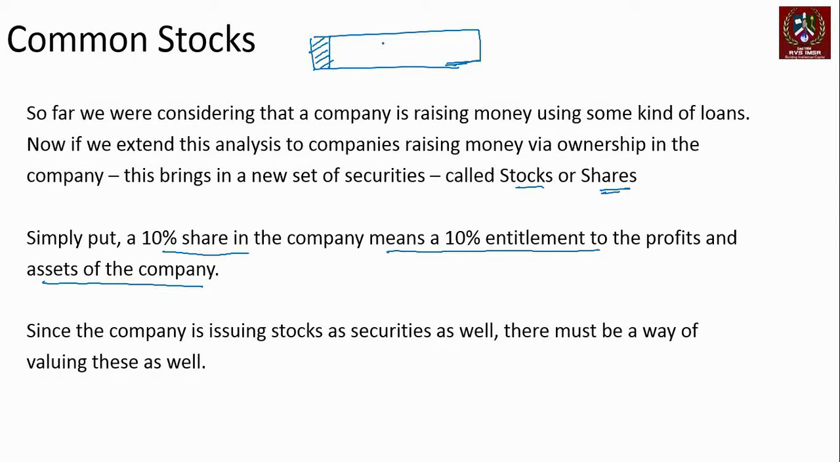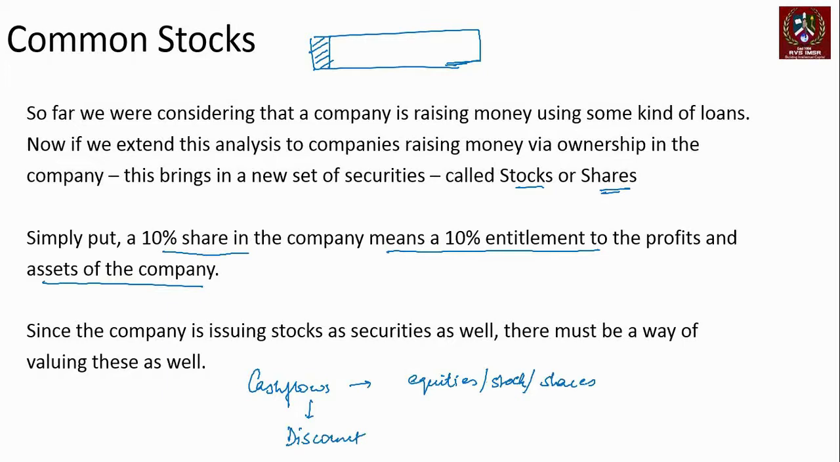The company is issuing stocks as securities as well. There must be a similar way of valuing them, right? All we need to find out is if we do get a set of cash flows from these equities, stocks, or shares, as we call them interchangeably, and then we could discount these cash flows. So that should be the logical way of valuing a stock as well, right?